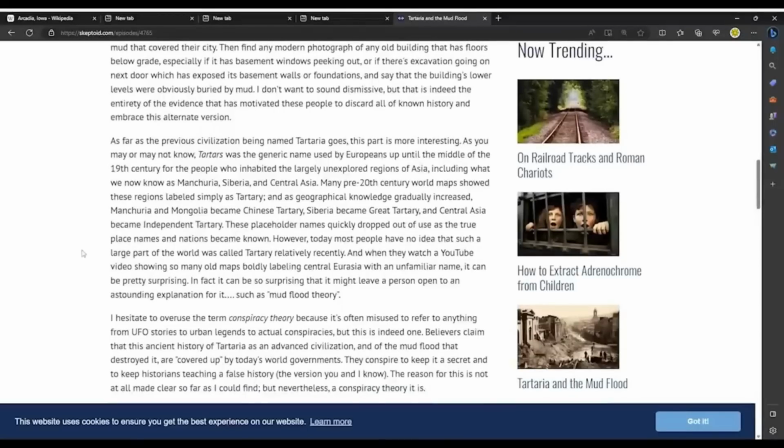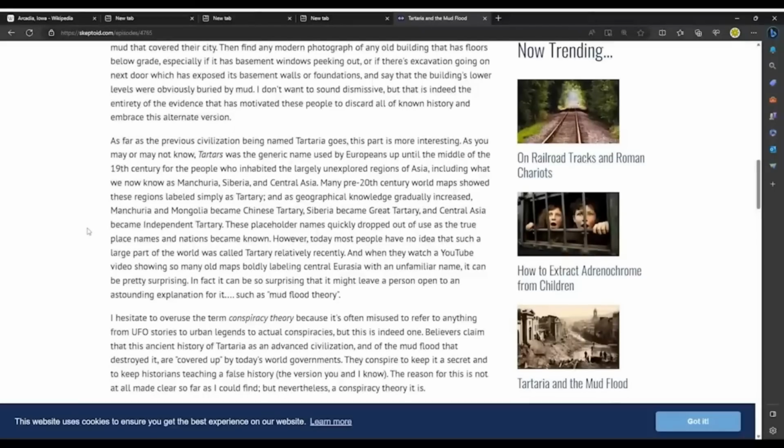As you may or may not know, Tartars was the generic name used by Europeans up until the middle of the 19th century for the people who inhabited the largely unexplored regions of Asia, including what we now know as Manchuria, Siberia, and Central Asia. Many pre-20th century world maps showed these regions labeled simply as Tartary. Actually, you can find many maps that call it Tartaria, but that's all right. We'll ignore that. And as geographical knowledge gradually increased, Manchurian Mongolia became Chinese Tartary, Siberia became Great Tartary, and Central Asia became Independent Tartary. So again, ignore all those maps that say Tartaria on them.